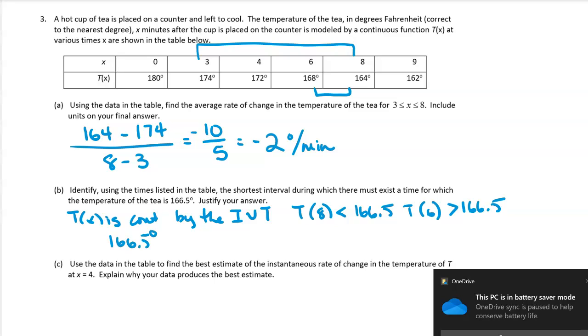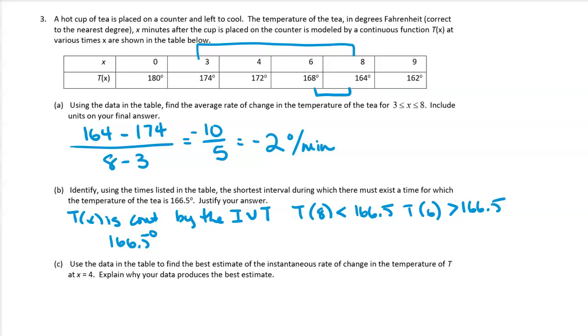166.5 degrees. Excuse me while I plug my computer in. Should brighten up the screen a little bit. There we go.